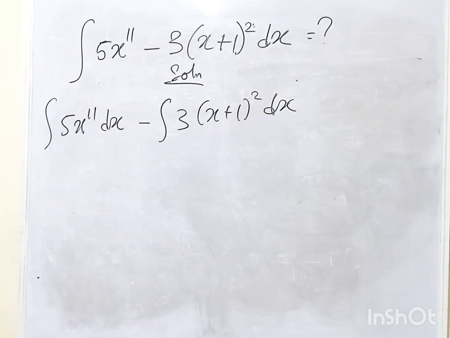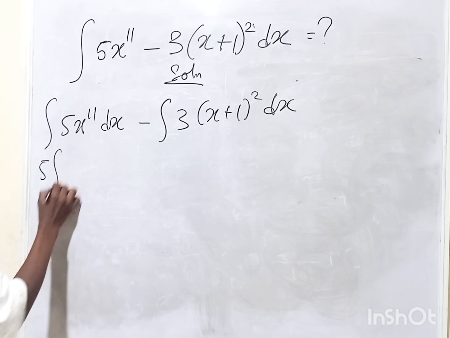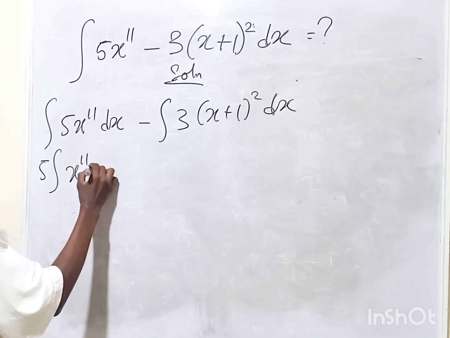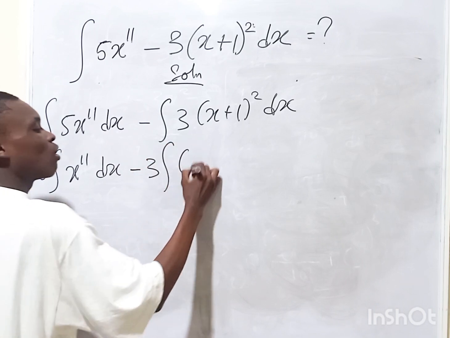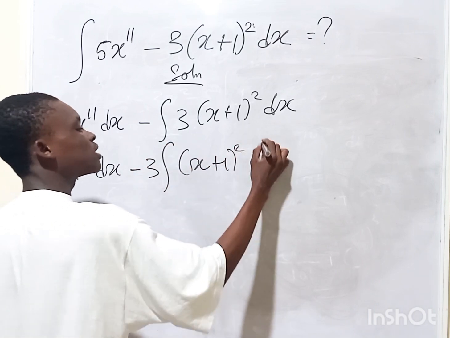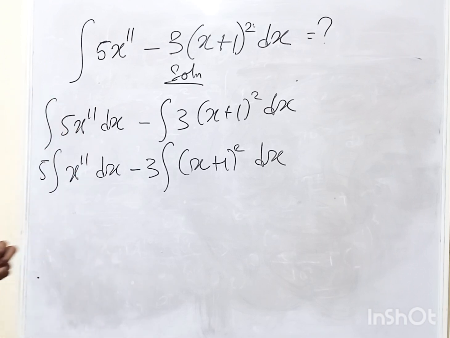So what next? Let's take out the constants. If we take out the constants, we have 5 times the integral of x to the power 11 dx, minus 3 times the integral of (x plus 1) all squared dx. So the next step now is to integrate.